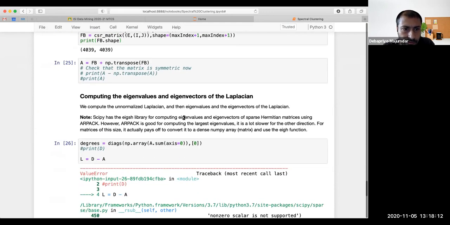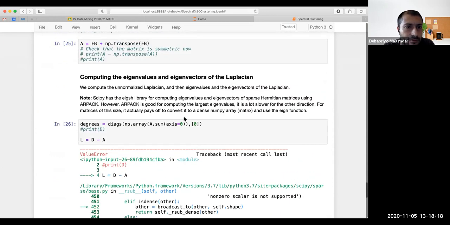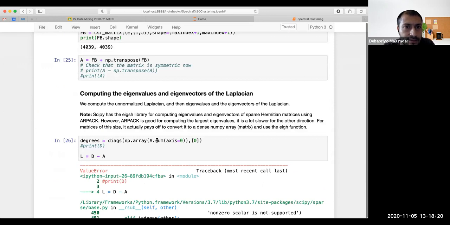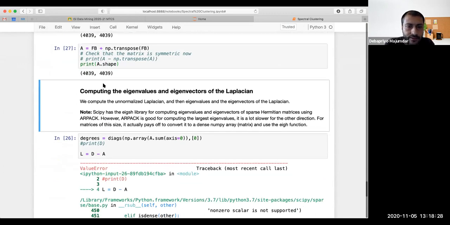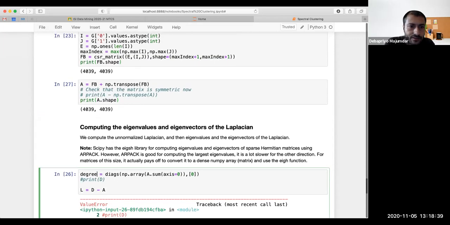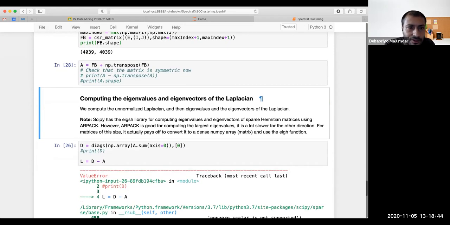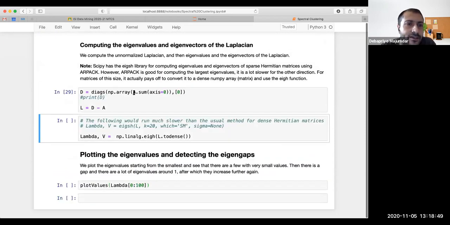That didn't happen before. Let me check. Some problem. A is this. What is my A? Yeah, A is this. Sir, what is D here? Yeah, right. I did not do the D part, right? So degrees. This is the D. I think I was doing some code manipulation here and there. Yeah, this worked fine.